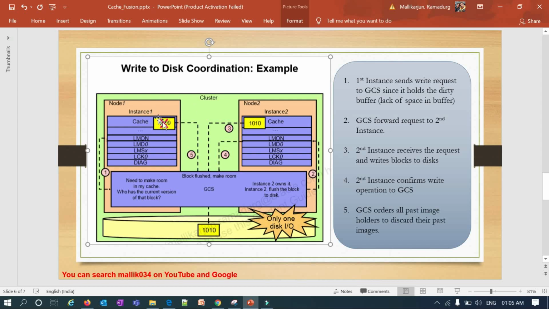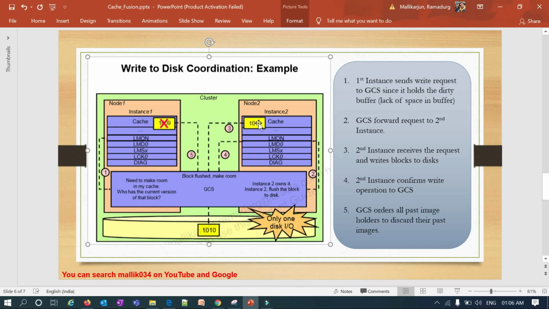Since it holds a dirty buffer not yet written to the disk, because of lack of buffer cache, a checkpoint, or a crash, it sends the request to the GCS that it wants to write this dirty buffer, this past image, to disk. At that time GCS forwards that request to instance 2. Why does it send the request to instance 2? Because the current image holder is instance 2.